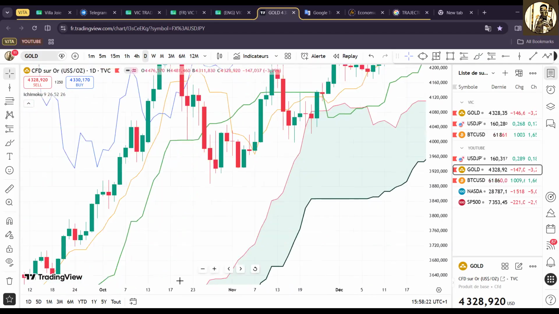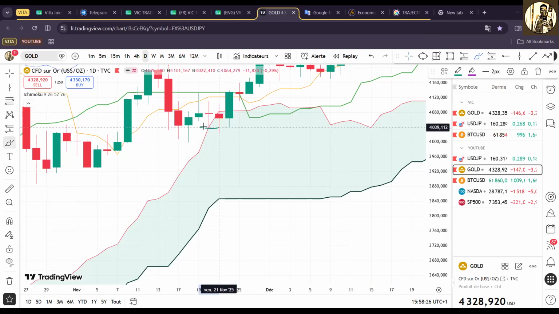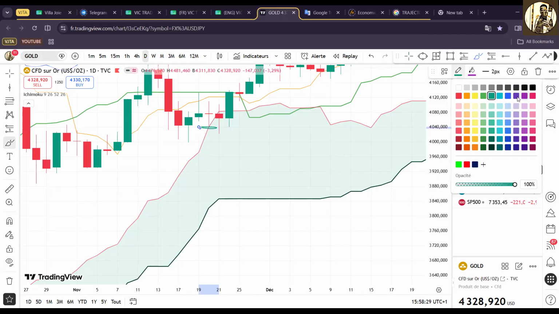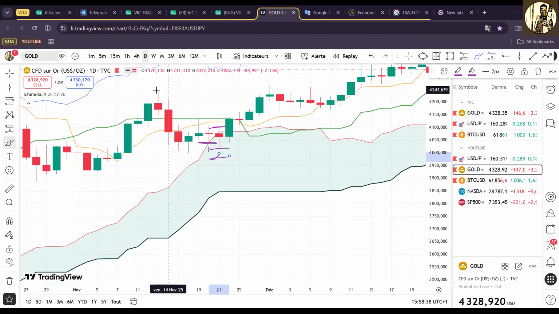Let me take this SSA. This SSA has been touched here, first of all, one time. For the first time, then the price went above SSA, then touched the second time, then the price went toward the upside and broke the V breaker.